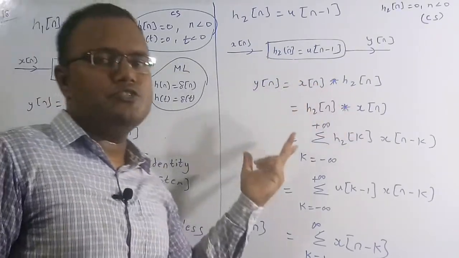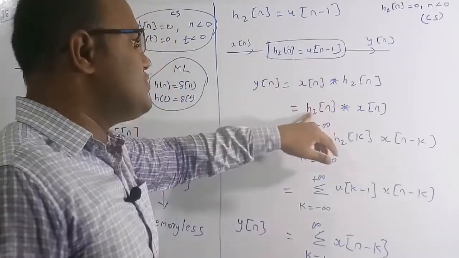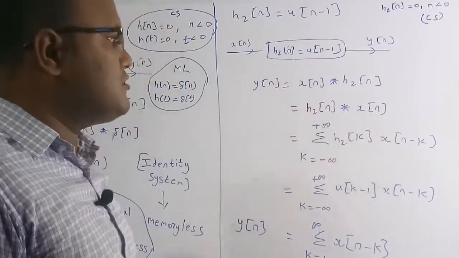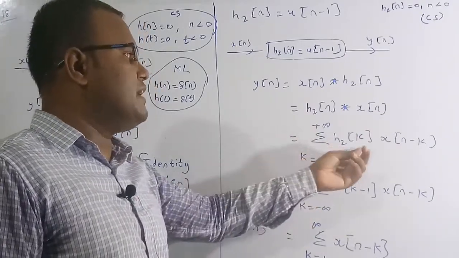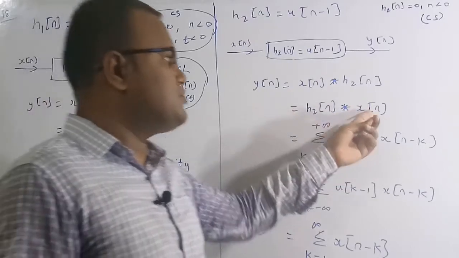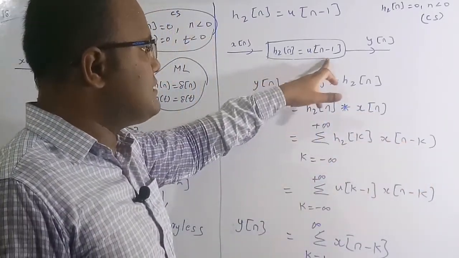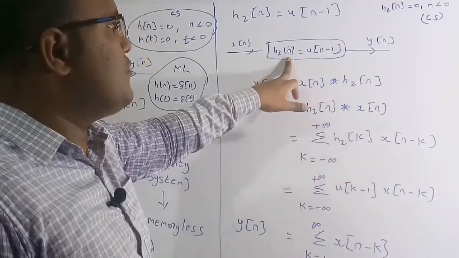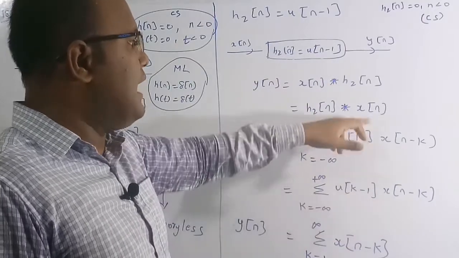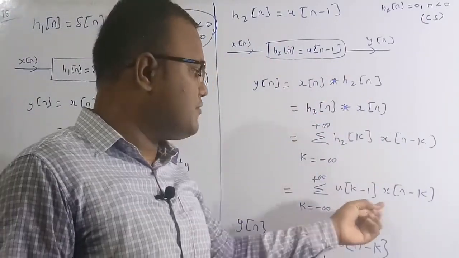Same thing, output is equal to the input convolved with the impulse response. Now I am going to use the commutative property, by which we can interchange this. So h2 of n convolved with x of n, using the basic convolution property, is the sum over k from minus infinity to plus infinity of h2 of k times x of n minus k, where in place of n we substitute k for h2, and for x we substitute n minus k. Since h2 of n is u of n minus 1, h2 of k is u of k minus 1, and x of n becomes x of n minus k.